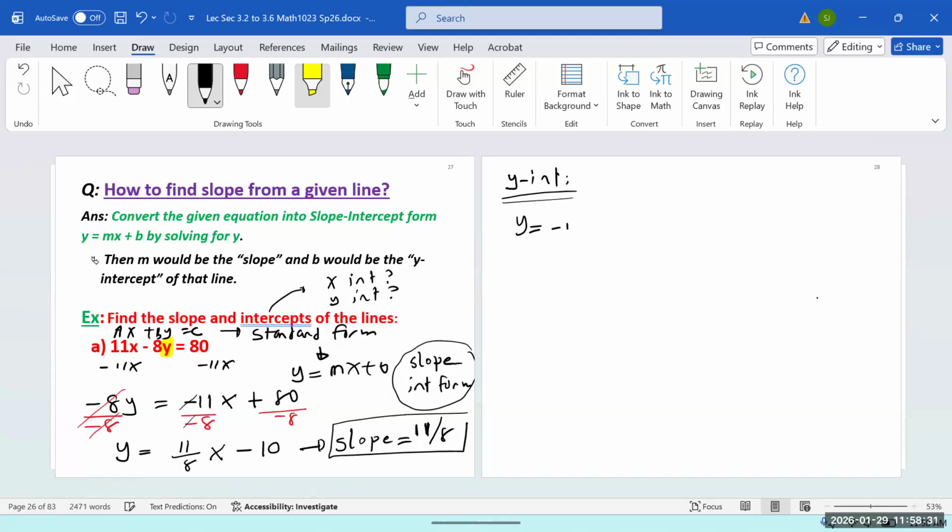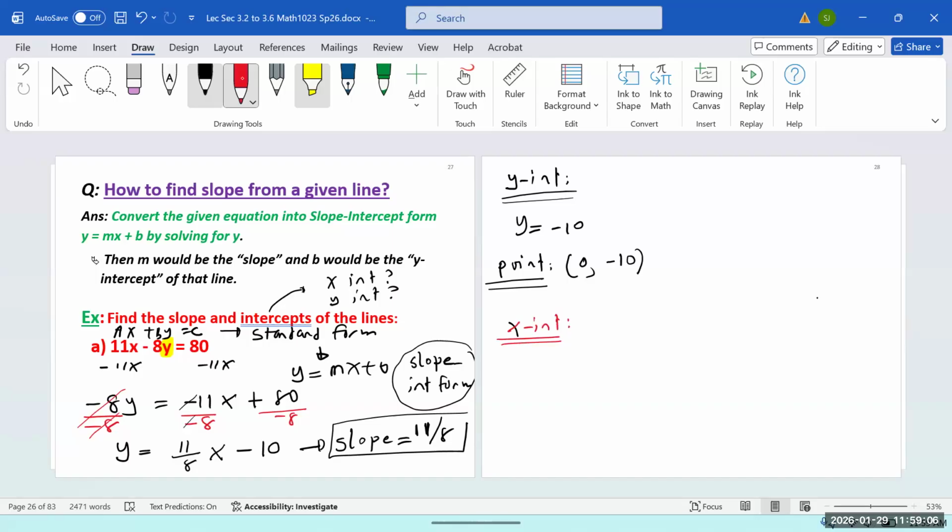Y equals -10. But they don't want a number, they want point format. So how would you write y equals -10 as a point for the y-intercept? What's the x value in your y-intercept? 0. And our y is -10. See, we didn't do any math. We only solved for slope and you get our y-intercept. But the x-intercept is not given to us, so we really have to find the x-intercept.